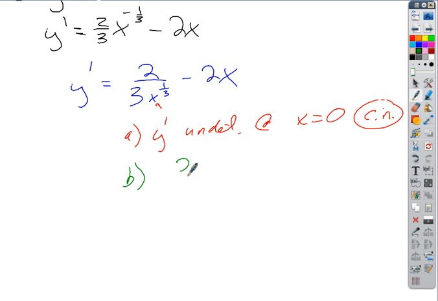So now talk me through that. What do I do if I want to solve that equation? A couple things I could do. What do you recommend? Okay, add 2x, good. Why not? Let's push the 2x to the other side. So we're going to end up with 2 over 3x to the 1/3 equals 2x.